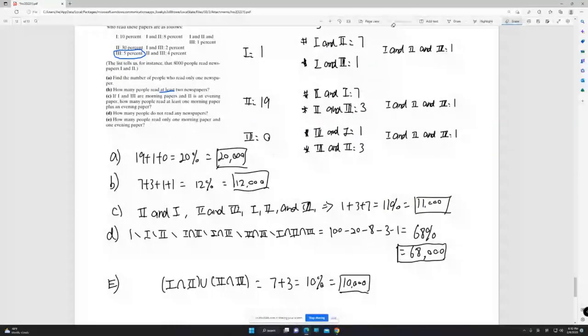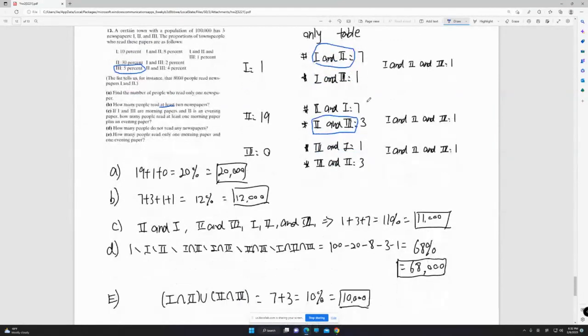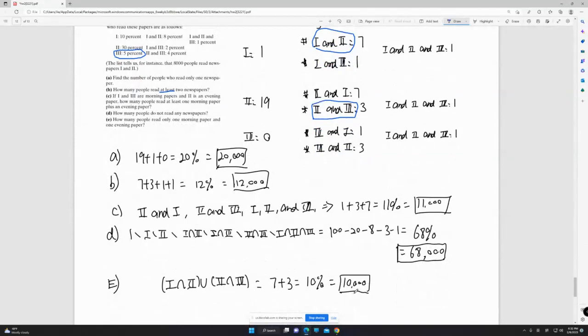For part E, how many people read only one morning paper and one evening paper? So we're looking for 2 and 1, and 2 and 3. So that would be 3 plus 7. That's equal to 10,000 people.